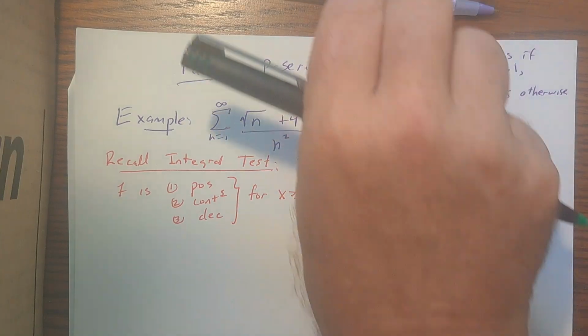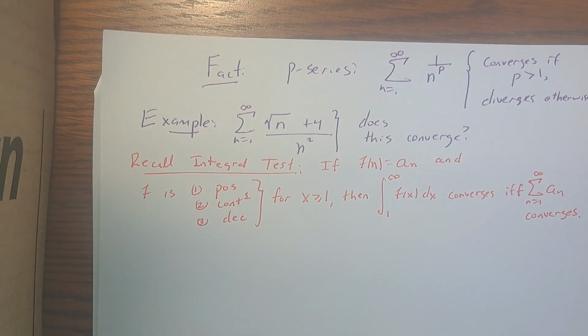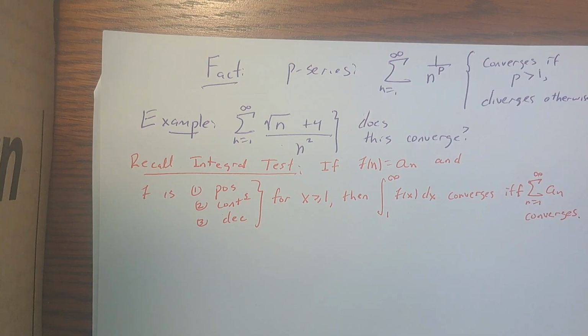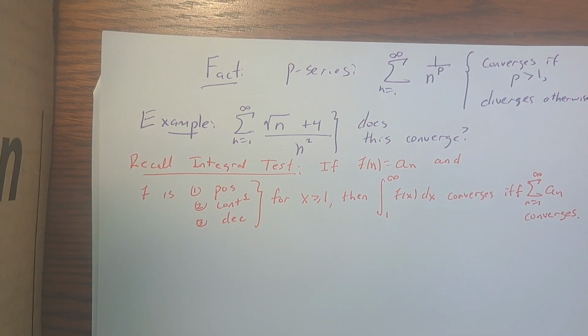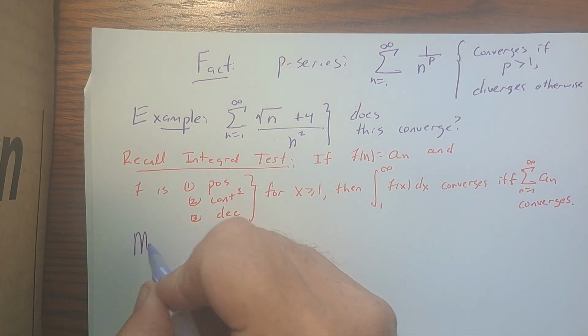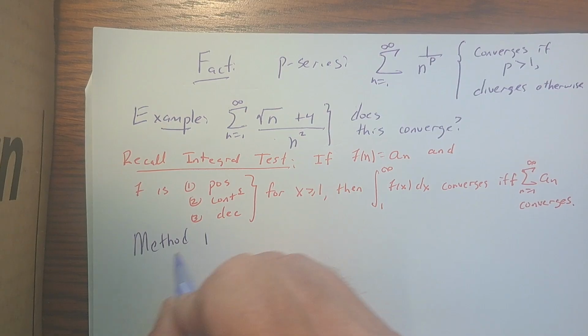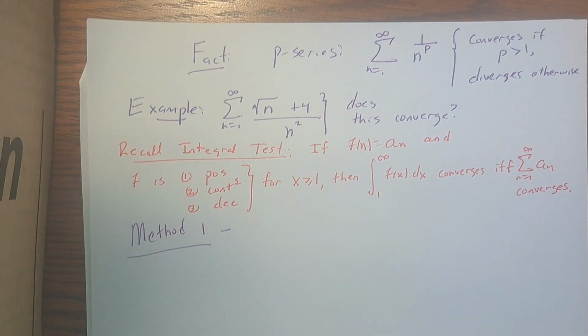I want to get a little bit more practice with the integral test, so I'm going to show you another example. There's more than one way to do the one that I'm showing here, the sum of square root of n plus 4 all over n squared. I'm going to mark it method 1 and method 2, but the first method I'm going to do is the integral test because we're practicing that right now.